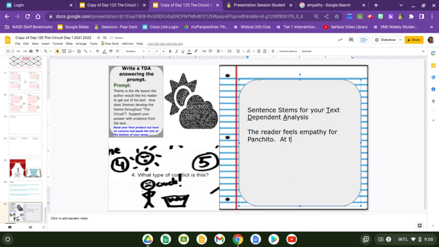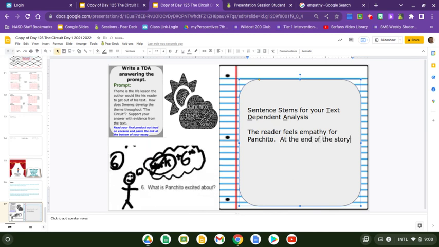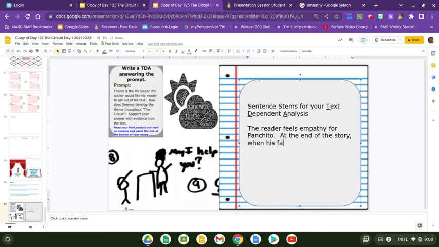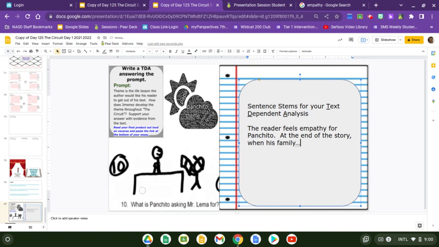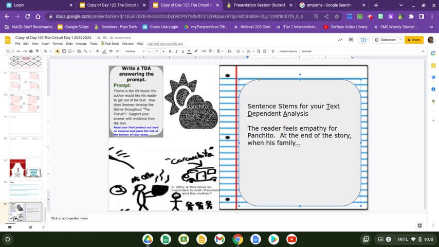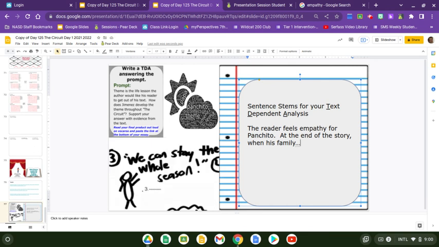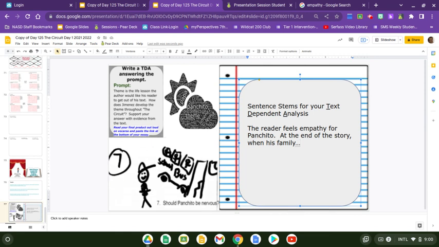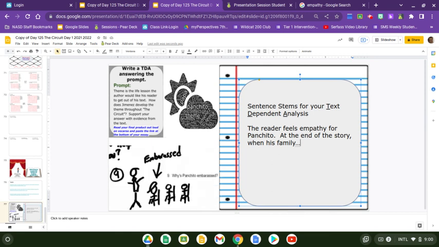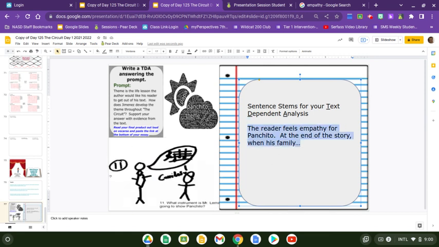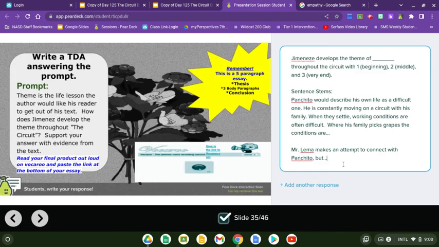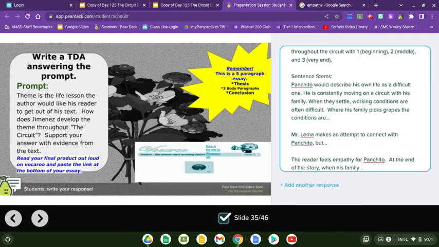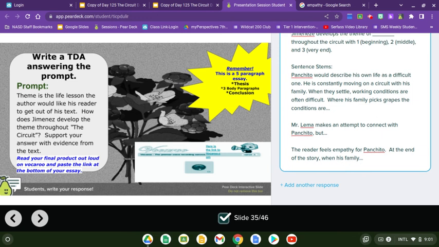when, at the end of the story, when his family, and I'll let you use that sentence as well in your TDA. Why don't you take a moment and copy it down into your own TDA yourself? Wahoo! Right? And if you'd like to, you can put it right there in your TDA, and you're welcome to use that as well to help you write about theme. Theme, again, is the life lesson the author would like his reader to get out of the text. How does Jimenez develop the theme throughout the circuit?